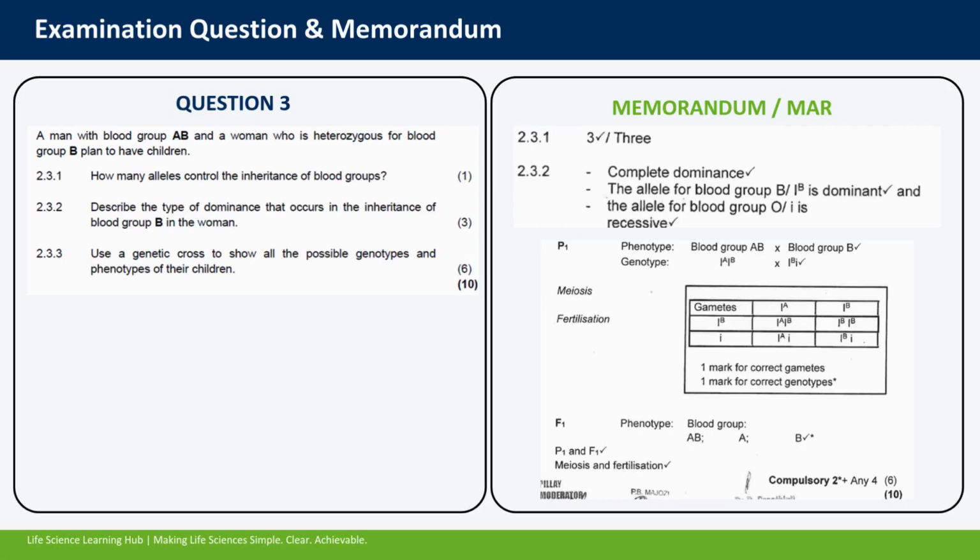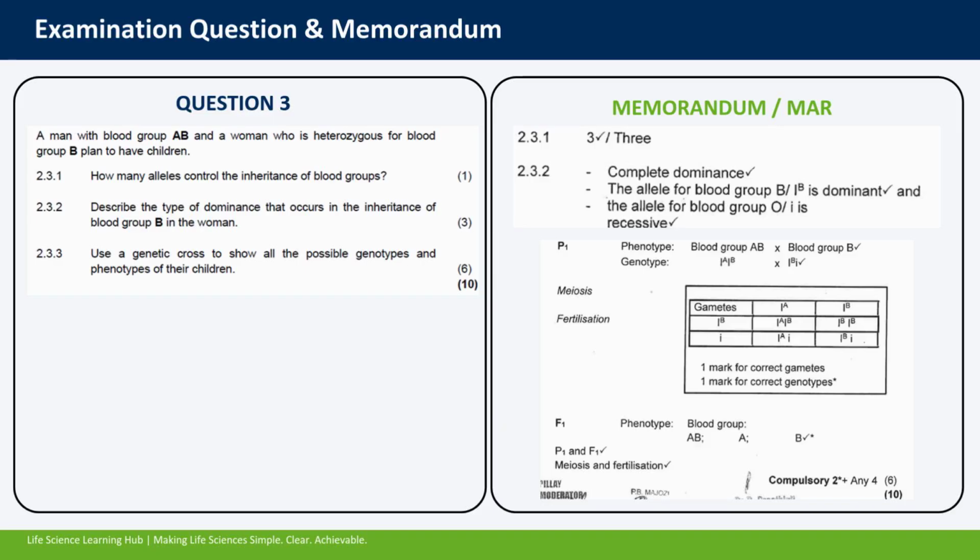Then the last question looks at a genetic cross, and it asks you to show all the possible genotypes and phenotypes of their children. Okay, so you have to remember now the recipe for genetic crosses. And remember, I said to you, even if you have no idea what's going on, at least include the labels, okay? Because you will get a mark for writing P1 and F1. Those two get 1 mark. And you also get a mark if you write the labels meiosis and fertilization.